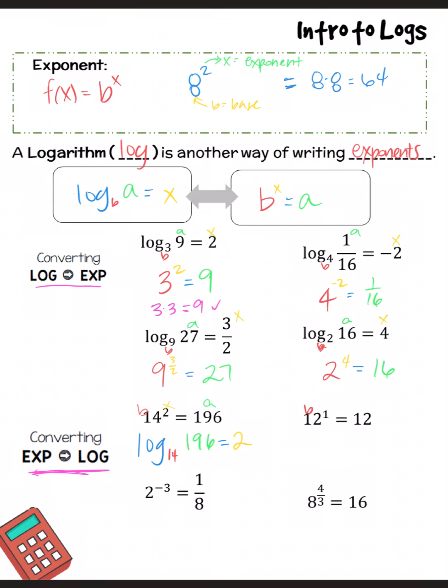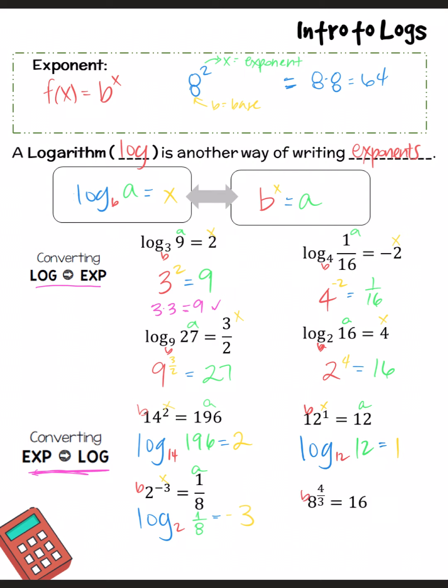All right, 12 to the 1st power. So 12 is our base. Our exponent is our x. Hey, that's a good way to remember that, right? Exponent is x. So log base 12 of 12 equals 1. Base is 2. Exponent is -3. My a is my 1/8. Log base 2 of 1/8 equals -3. This is it, guys.